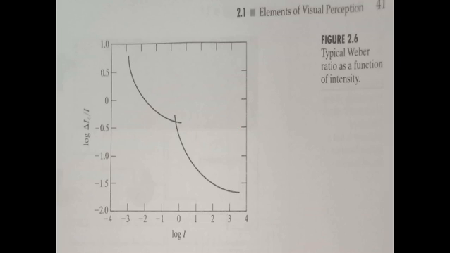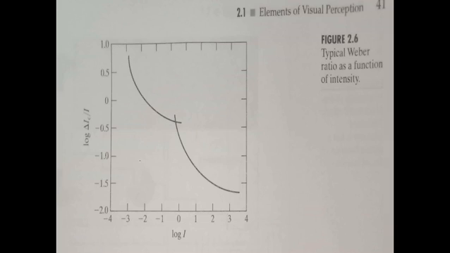So this ratio is shown using a graph. This is your 0, this is your dark region and this is your bright region. Here is log of delta I_c by I. At this region delta I_c by I is very high. If it is very high, it indicates you are not able to discriminate properly.